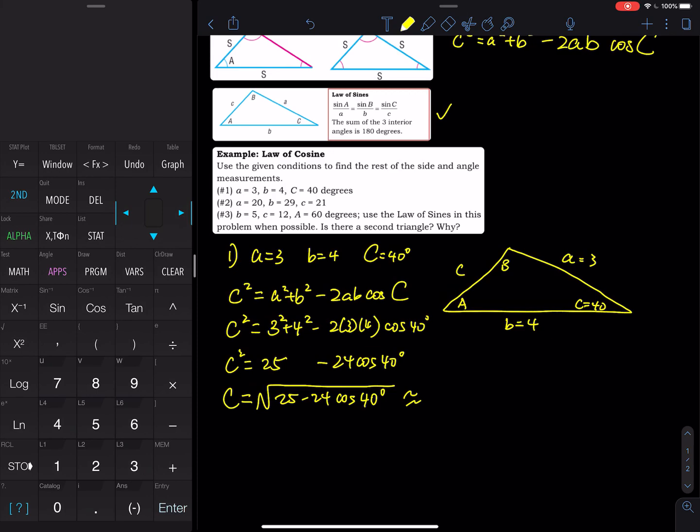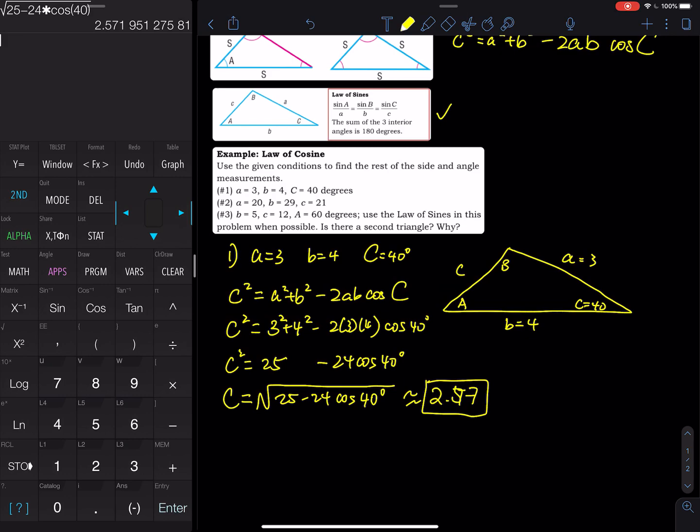So we press second and then press the square key. So I have my square root and then 25 minus 24 times cosine 40. Could you close the parenthesis of the 40 for me? And then that is equal to around 2.57. So that is the side measurement of C.